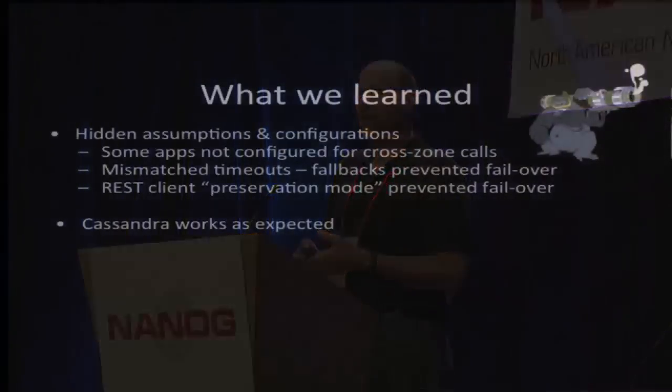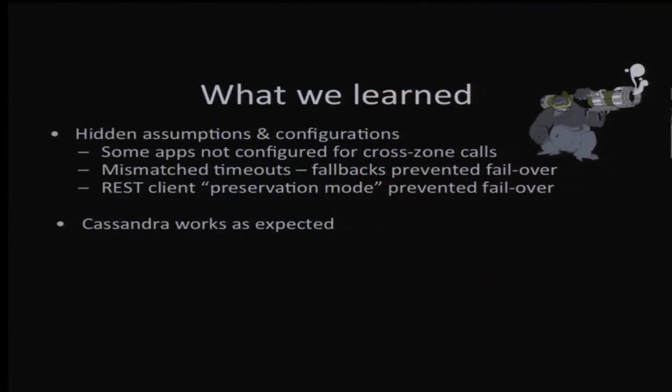The good news is Cassandra worked as expected. The hinted handoffs were accumulated on the nodes that were in the surviving availability zones, and when we turned everything back on, they replicated back, and it worked quite well.